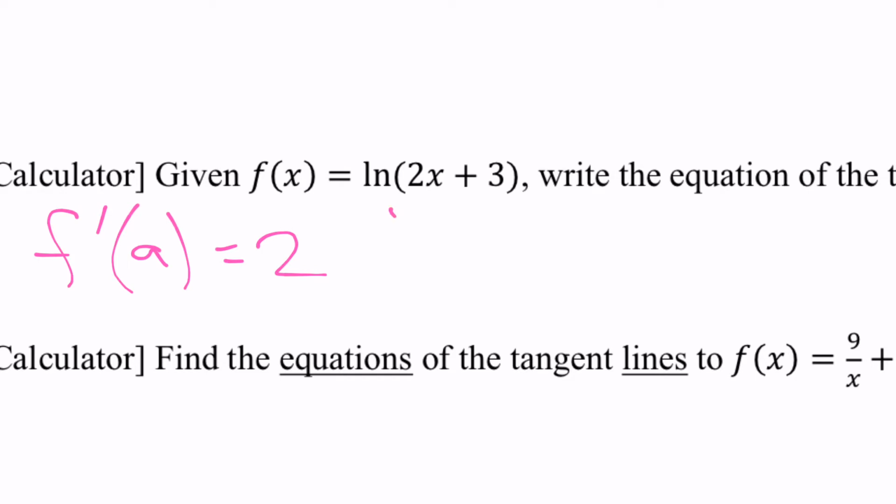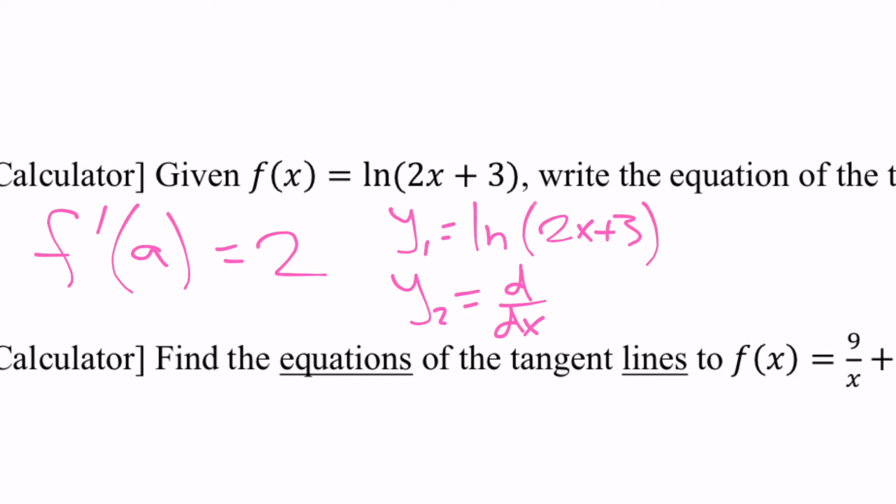I would say y1 equals the natural log of 2x plus 3, close it. I would say y2 equals d over dx, which is math 8. You have to put the x in there. It'll give you parentheses, and you'll want to type ln of 2x plus 3. You could also just tell it y1 if you know how to get the y1 variable in there. That would work too.